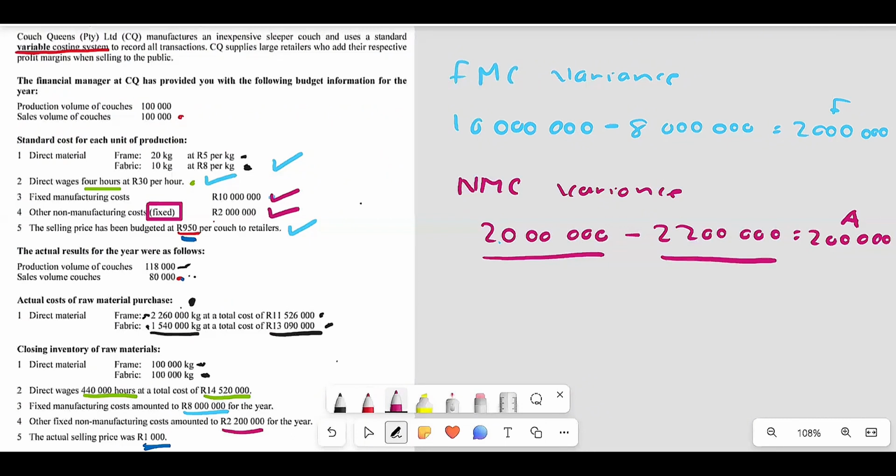Always remember the key principles, right? If you spend more than you have budgeted, it is adverse. If you sell less than you have budgeted, it is adverse, right? So therefore, variances are very important to calculate in any business, as it helps you to manage the efficiency and how effective the management is running your business, right?